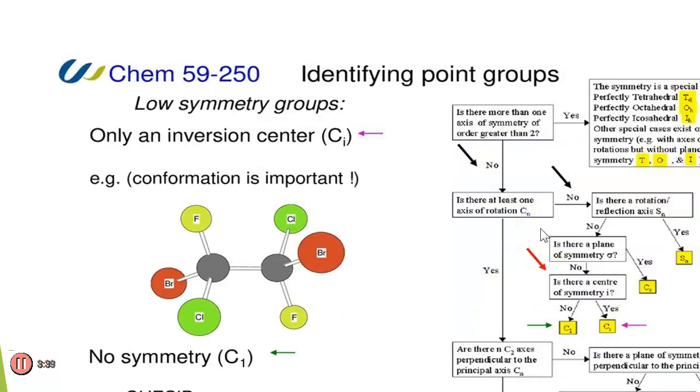Then the next topic is how to find out the point group of a molecule. The first question is whether the molecule is linear. If the molecule is linear, it can be C infinity v or D infinity h, depending upon whether an inversion center or sigma v is present.